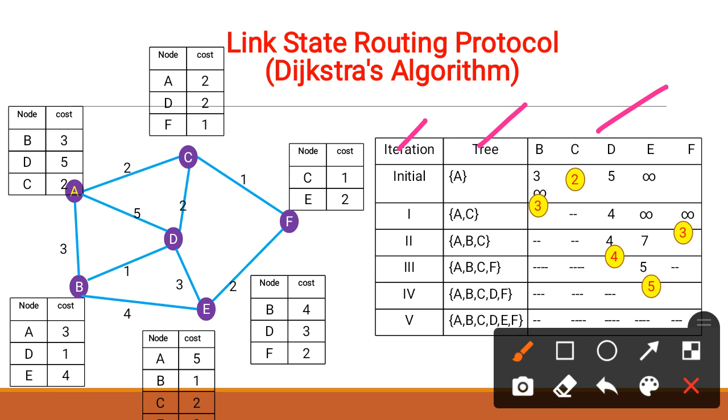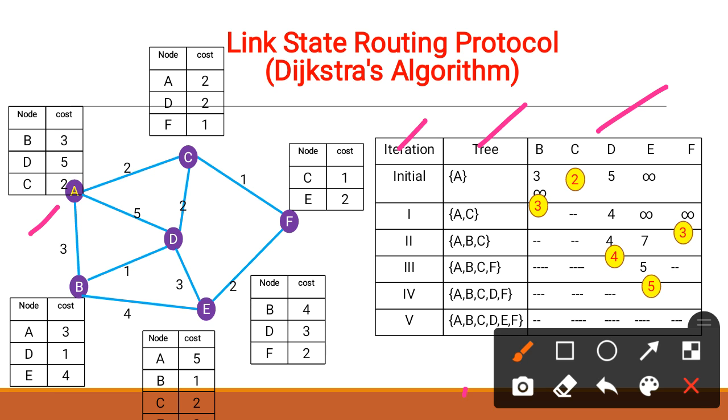So, iteration means one by one which steps we are following. A tree is nothing but the node from which we start, and one by one nodes are added to it. It is just like a tree, and there are different nodes connected to the main node. See here, with respect to A, we are calculating all the distances. Our task is to move from A to point B, C, D, E, F so that we get the shortest distance.